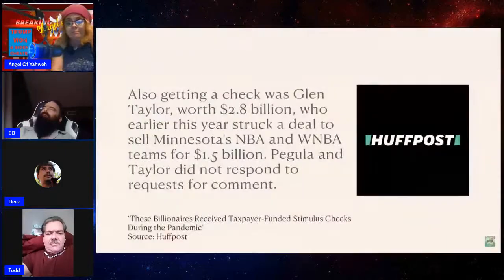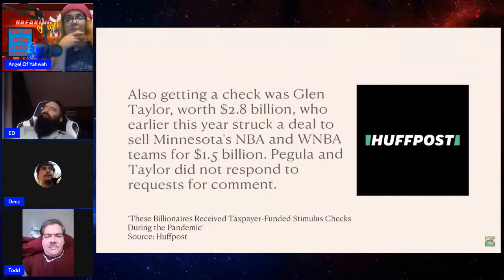If it's no power, it's just a victim. Also getting a check was Glenn Taylor, worth $2.8 billion, who earlier this year struck a deal to sell Minnesota's NBA and WNBA teams for $1.5 billion. Pegula and Taylor did not respond for requests to comment.